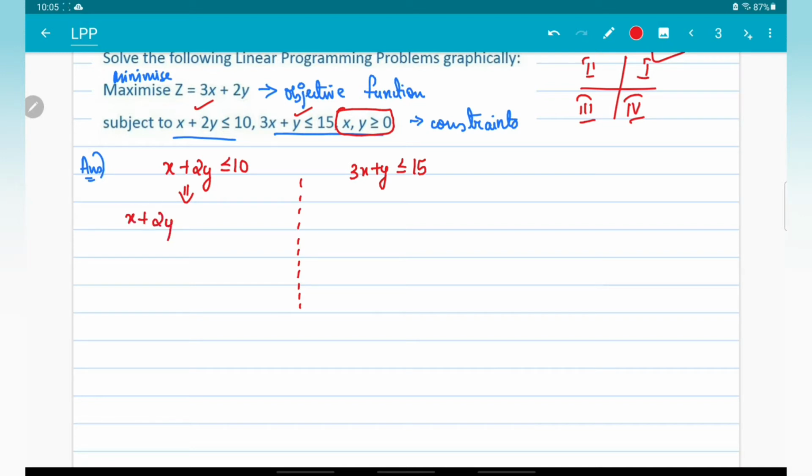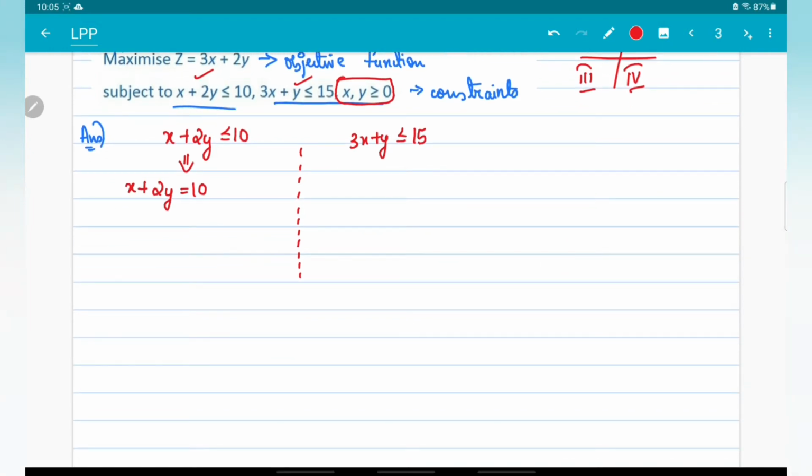I can write this as x plus 2y is equal to 10. Now I made it an equation, I'm considering it as an equation. Now I'm going to take the points, just like how we do in our normal graphs. x, y. Now if in place of x I put 0, then my y turns out to be 5. And in place of y, if I put 0, my x will turn out to be 10, according to this equation. So these are the points that I'm going to use to plot this line, this constraint.